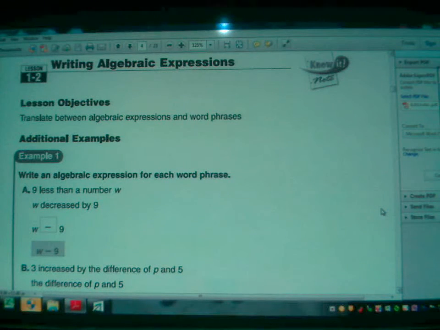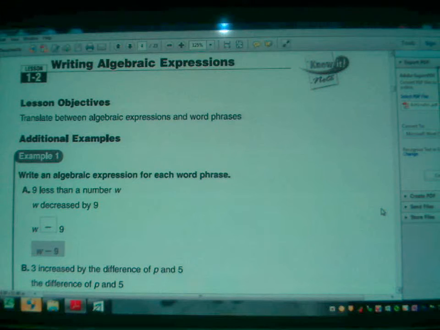We've got 9 less than a number W, which is what we're looking at in example 1, part A. Now, let's think about this in a slightly alternate form for a minute so we make sure we translate this correctly. If I said to you 9 less than 10, your automatic thought should be 1, because the number that's 9 less than 10 is 1. What problem did we solve? We solved 10 minus 9. So we're going to be doing the same thing here.